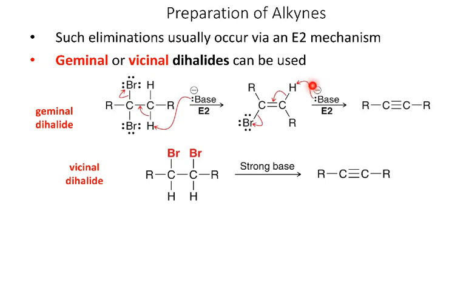If I come in with a second base and I have a second leaving group, I can do the same thing. In one concerted step, proton transfer, we form the triple bond and the loss of a leaving group. And the halogen atoms can either be on the same carbon as they are in the first example, or they can be on adjacent carbons as they are in that second example.